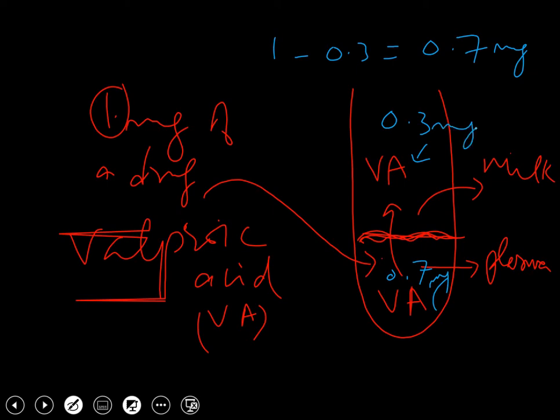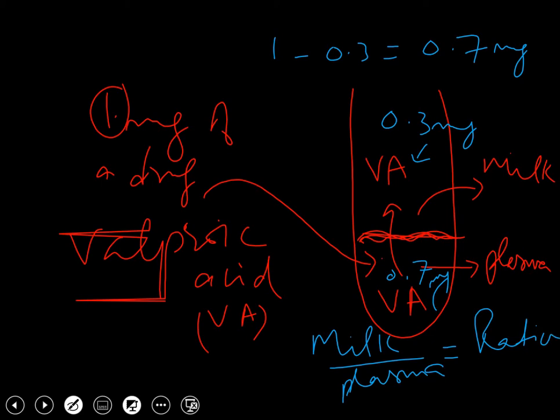The message for you is that the milk plasma ratio is the amount of drug in the milk over the amount of drug in the plasma. So this gives you a ratio, and the greater this ratio, the more the drug is excreted in the milk, and thus this will have a catastrophic effect, especially if your baby is taking different feeds per day.